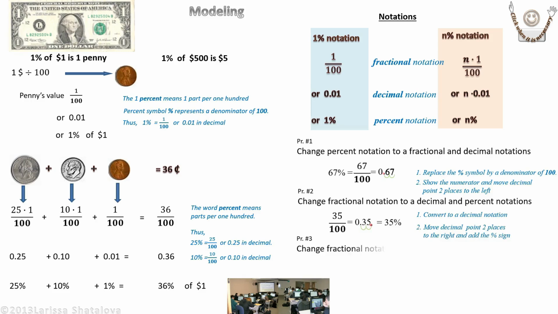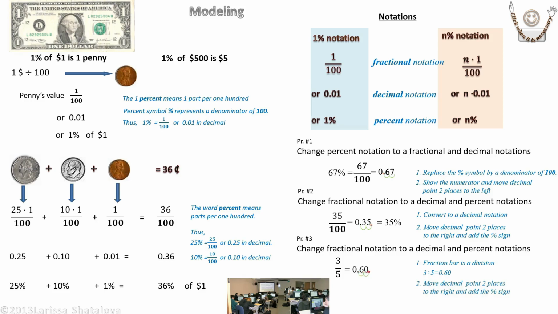Problem number 3. Change the fraction 3 over 5 to decimal and percent notations. First, in this case, the denominator is not 100, but we know that a fraction bar is a division, so 3 divided by 5 is 60 hundredths. As a result, we have the decimal notation. Next conversion is to percent. Just move the decimal point 2 places to the right and add the percent symbol.